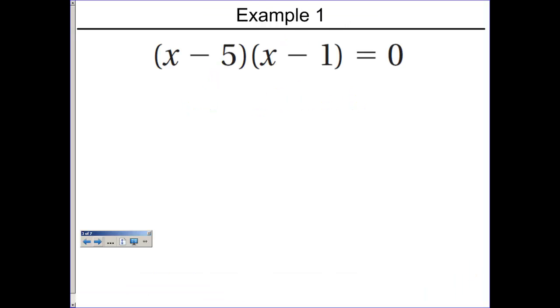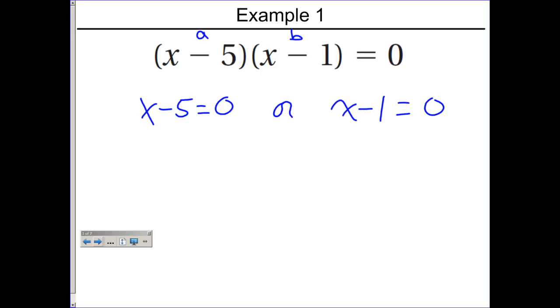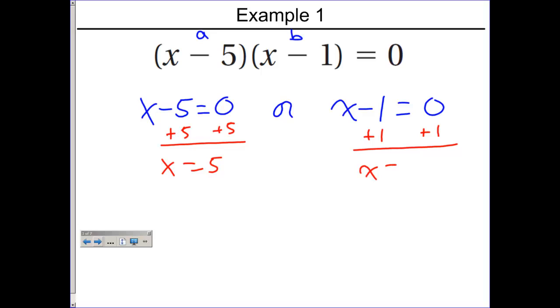First example: suppose this is letter A and this is letter B. So A times B equals 0. So what that means is either x minus 5 is equal to 0 or x minus 1 is equal to 0. And we just end up solving for x in both cases. So over here we're going to add 5 to both sides, and x equals 5. And over here we're going to add 1 to both sides, and x ends up equaling 1.